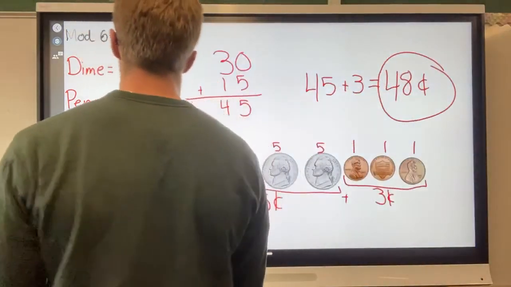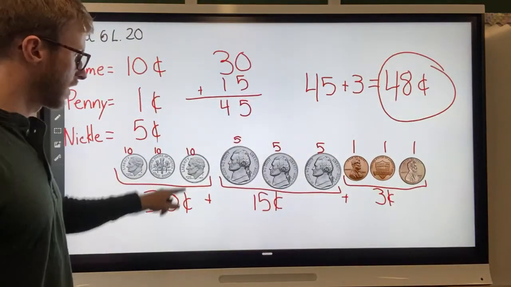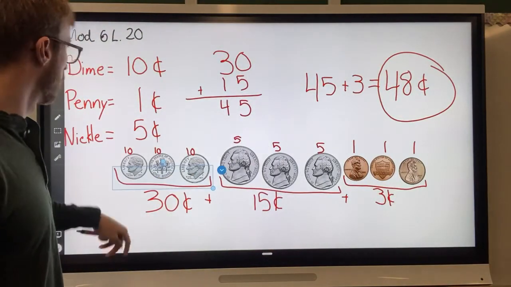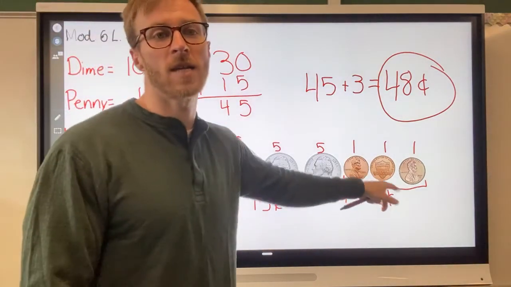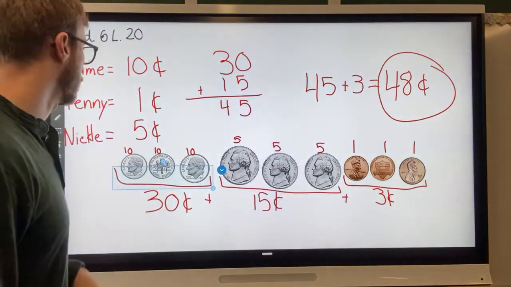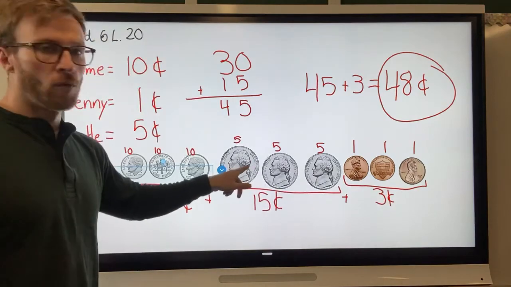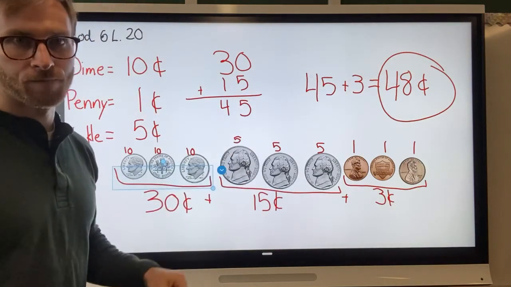Awesome. So remember, a dime is 10 cents. It is our smallest coin. Then we have a penny, which is 1 cent. That is our only coin that is copper, that brownish color. Then we have our nickel, which is 5 cents.